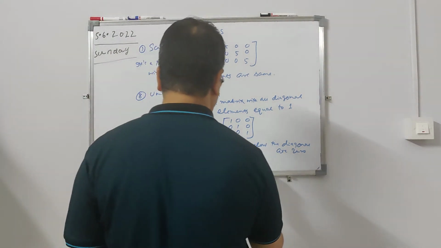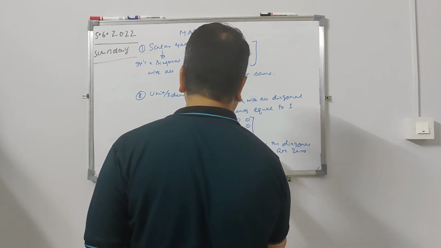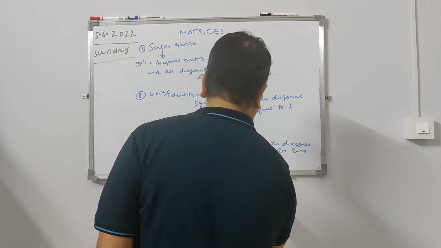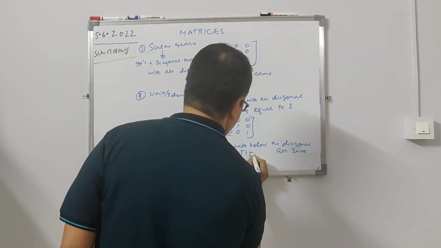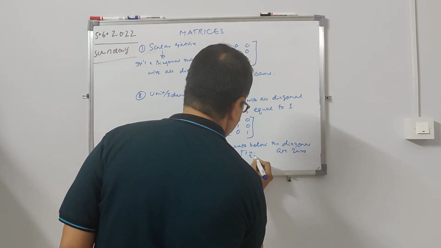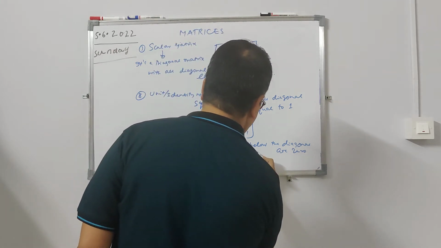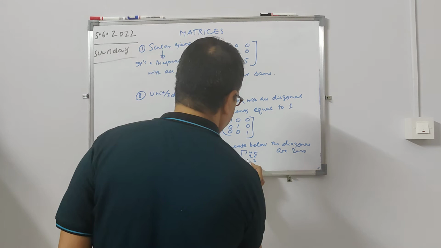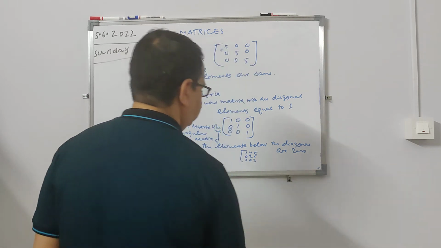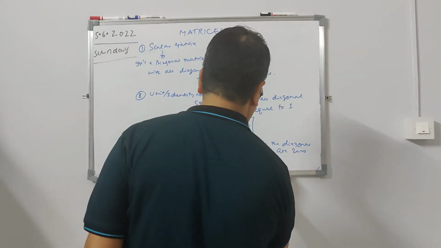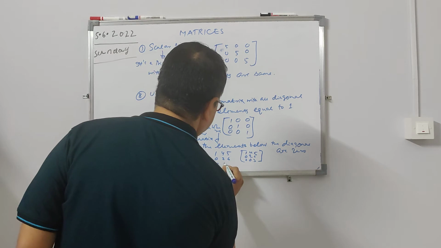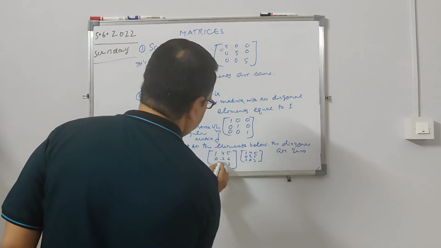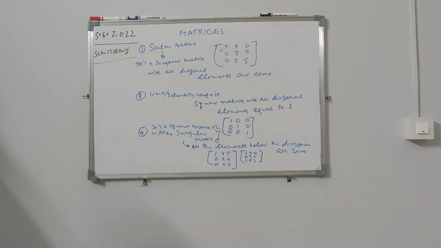Let me give you one example of an upper triangular matrix. If you write it more clearly: 1, 4, 5, 0, 2, 6, 0, 0, 3. Its diagonal elements are 1, 2, 3. You have 4, 5, 6 on the top, but all zeros are below. So this is called an upper triangular matrix.